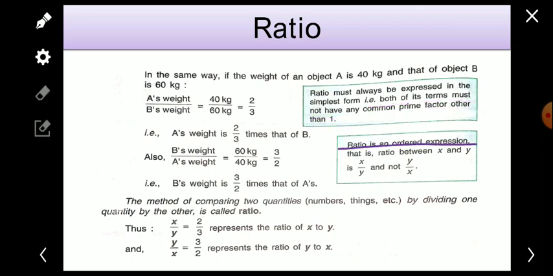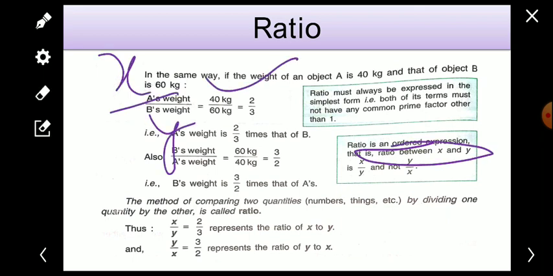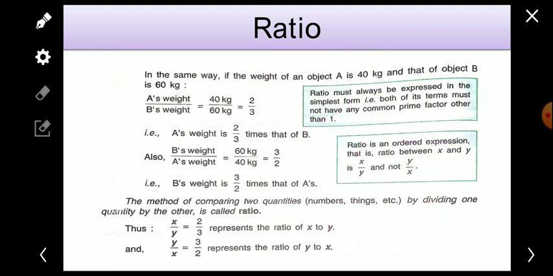Ratio is an ordered expression, that is, the ratio between x and y is x by y and not y by x. So it is ordered. When we say the ratio between x and y, then it should be x by y, not y by x. If we say the ratio between y and x, then it will be y by x.